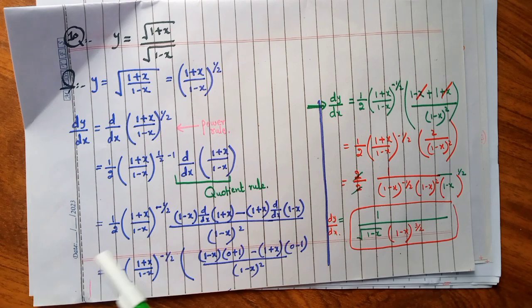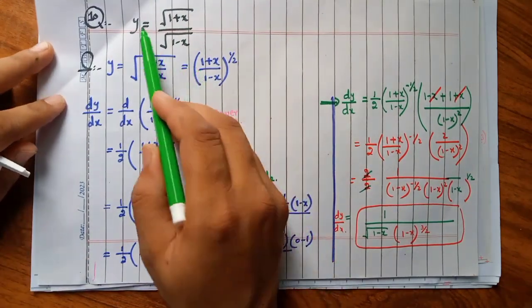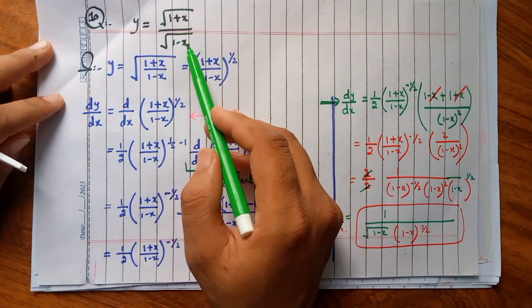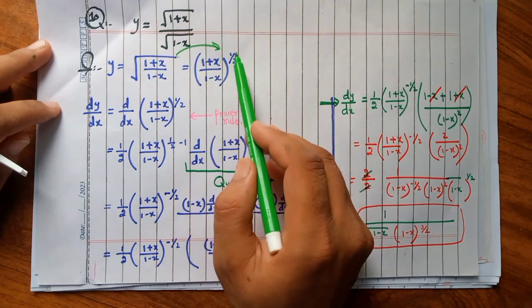So question number 10, question number 12 and question number 13 are the same. So here is square root 1 plus x, square root 1 minus x. So we will combine the square root and convert the radical form into the exponential form.